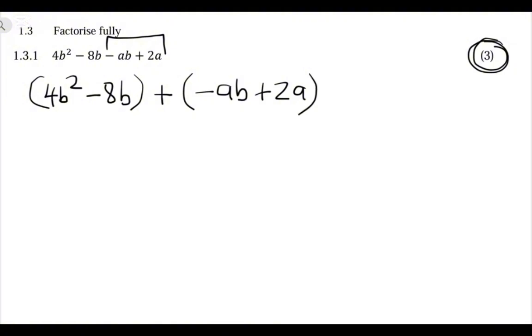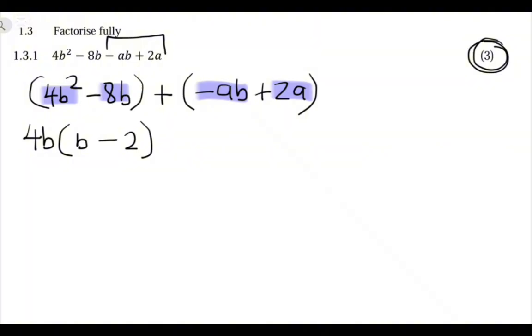We just group. So what we need to do next is take the common factor between these first two terms. The common factor between these two is going to be 4b, so we're going to take it out. If we take 4b out of this one, we're going to be left with b, and on this one, we're going to be left with 2, because 4b multiplied by 2 is going to give us negative 8b, perfect. We also have to do the same thing on this one. We need to take out the common factor. So the common factor I think is a.